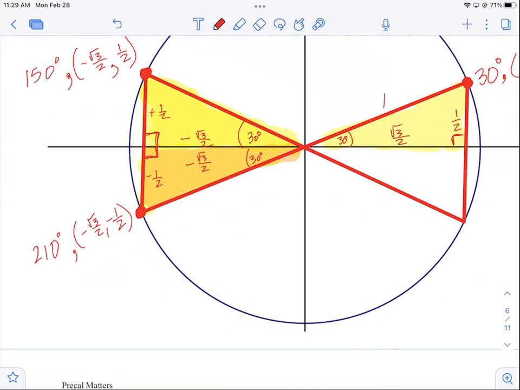So watch this. With my eyes closed, I've been doing this so long. What is the cosine of 210 degrees? Negative square root of 3 over 2. Boom. It's the exact same as cosine of 150 degrees because it's the same triangle, 30-degree reference angle, and they're both to the left of the y-axis. What's the sine of 210 degrees? Negative 1/2 because it's below the x-axis. Got it? That makes so much sense, right?